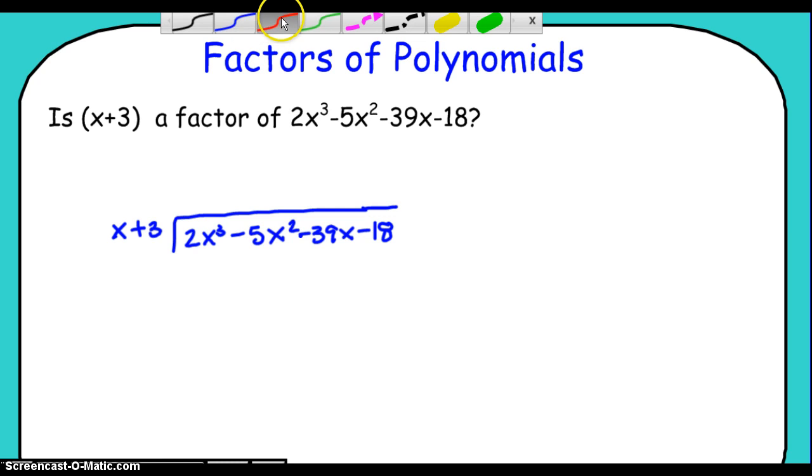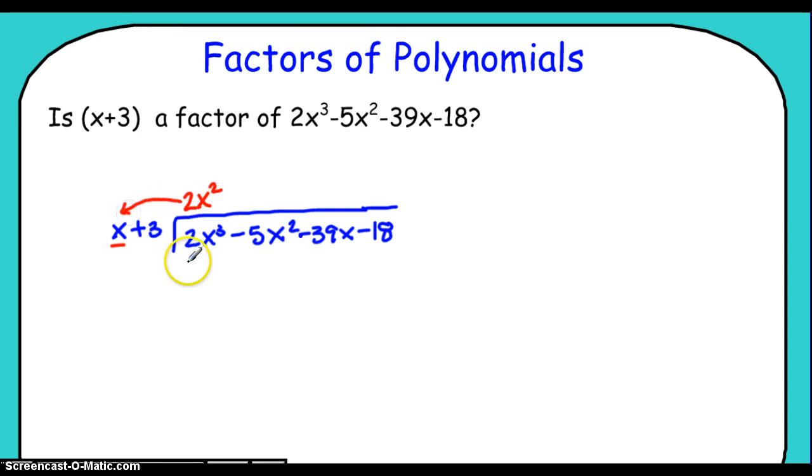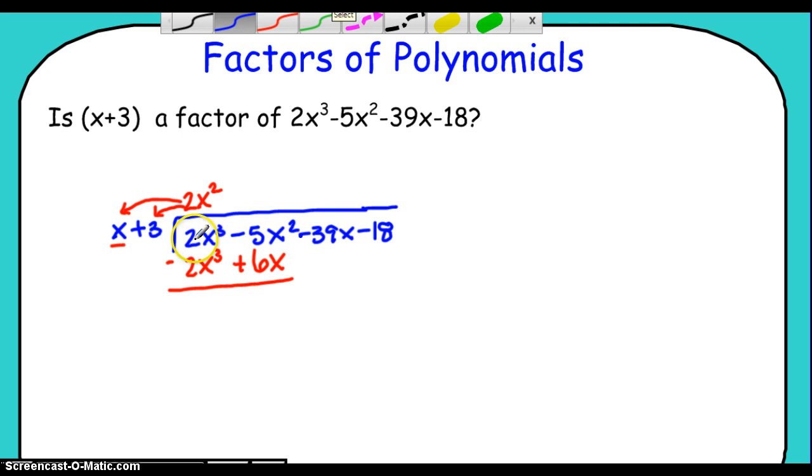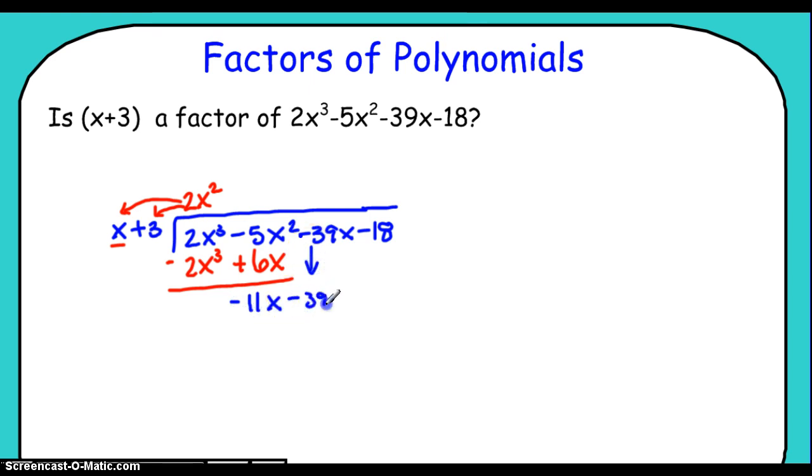So you go through and you ask yourself, x times what gives me 2x cubed? 2x squared. So if I distribute it, that would be 2x cubed. I also have to do it to the 3. So that would be a plus 6x. And I'm subtracting. 2 minus 2 is 0. A negative 5 minus a 6. A negative 11. And bring down my negative 39x.